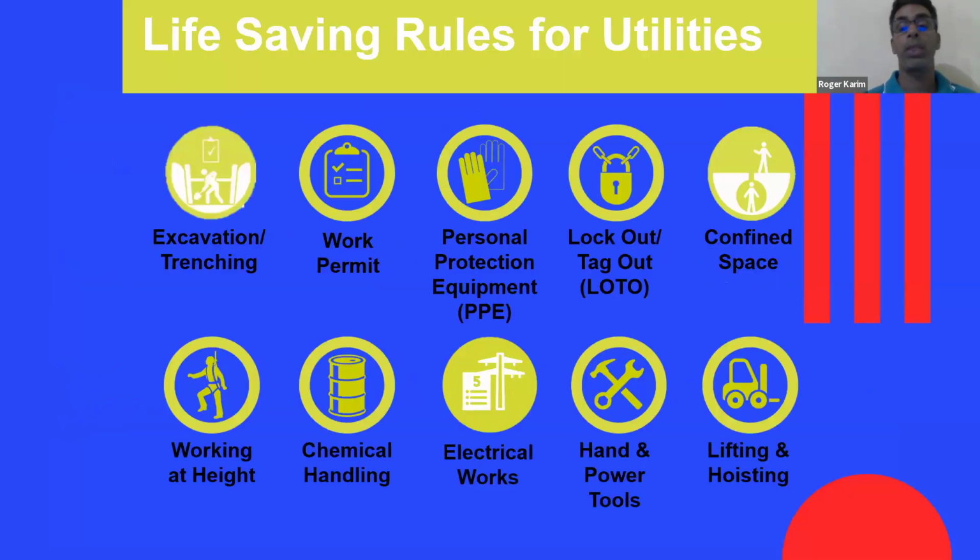Our life-saving rules for utilities: excavation and trenching, work permit system, use of PPE, lockout tagout, confined space, working at height, chemical handling, electrical works, hand and power tools, and lifting and hoisting. When we look at all accidents, we believe that these are the 10 things, depending on the nature of the incident, that if we have very strong control over, we will avoid fatalities and major incidents.